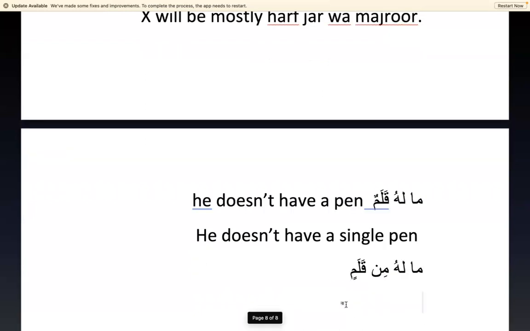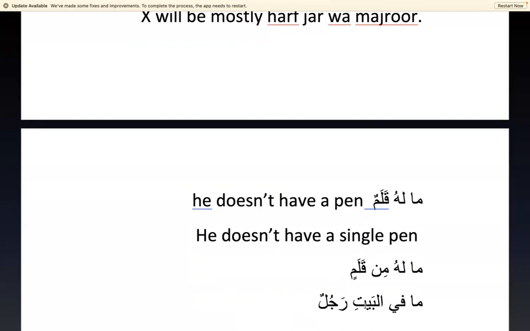Correct? Now, if you say, for example, ma fil bayti rajulun, what does it mean? That person does not have a house? No, bhai. Ma fil bayti rajulun. How do you translate this? My house does not have man. In the house, there's not a man. Generally, that's not fun.